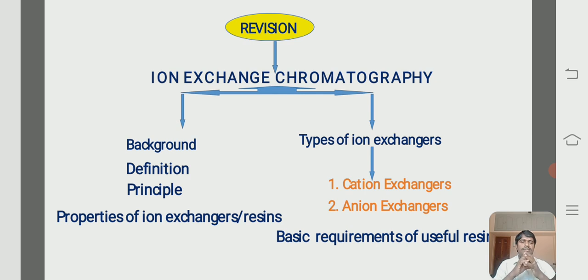Coming to the revision of this session, we have discussed ion exchange chromatography. In that we have discussed the background, who invented ion exchange chromatography and all those things. Next, the definition of ion exchange chromatography, principle, properties of ion exchangers or resins, and we have also discussed types of ion exchangers. In that we have discussed cation and anion exchangers, and also the basic requirements of useful resins.